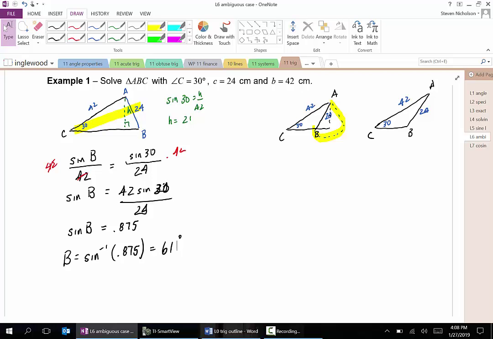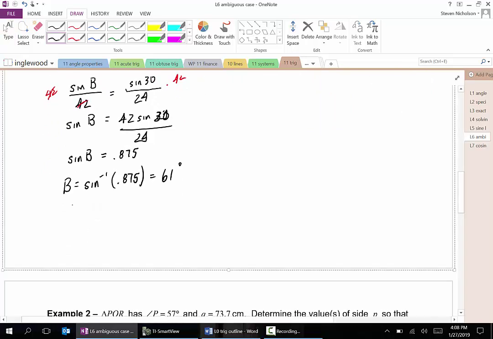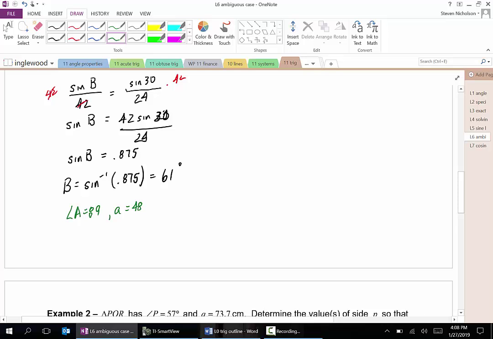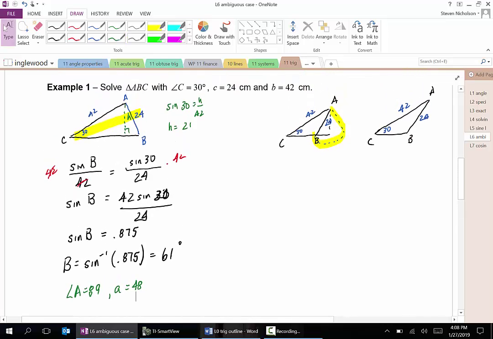one of the triangles could have angle B of 61, and if angle B was 61, then angle A would be 89. So if you want to continue on and do this, then make sure you check. So angle A would be equal to 89, and little a would be 48. So if you want to go on and do that, go ahead, pause the video, and just make sure you're right.